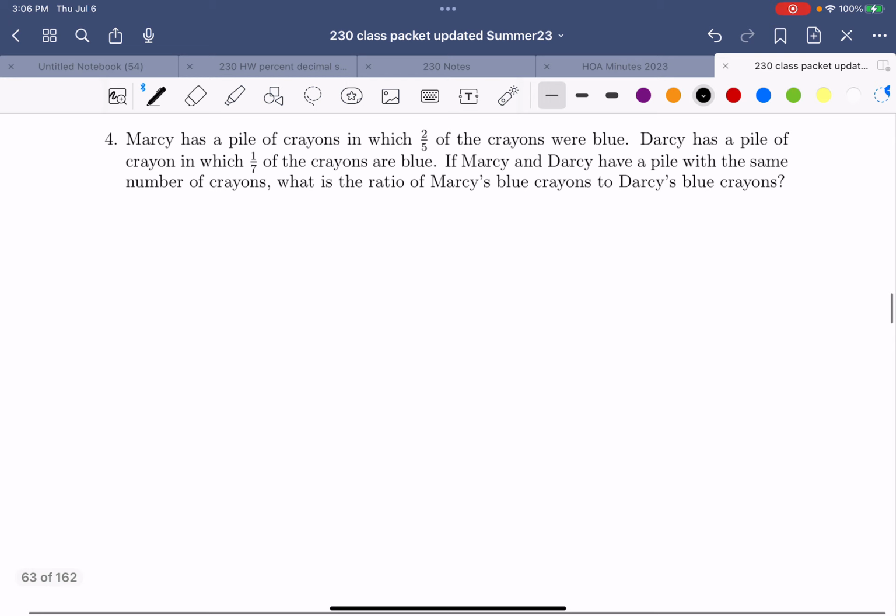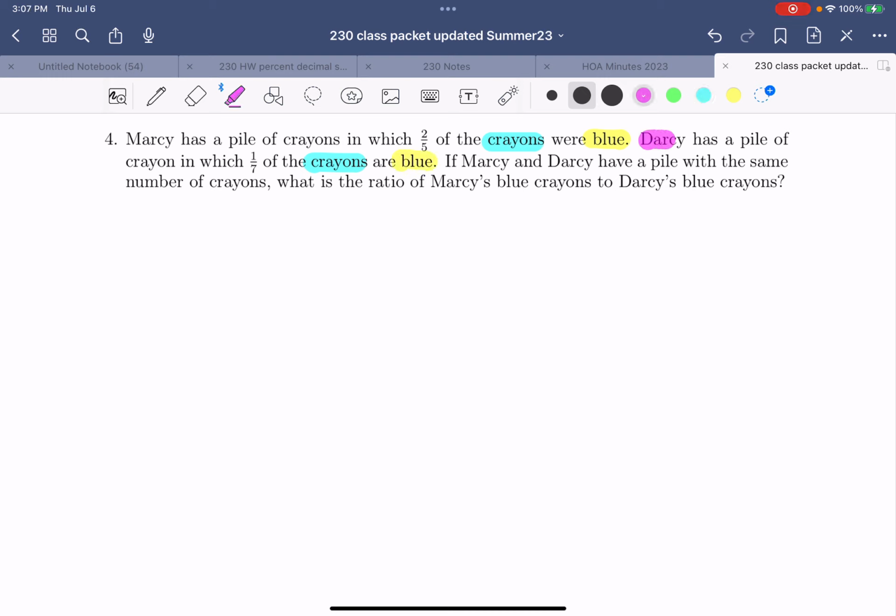And then lastly, number 4. This is one where something in the problem is going to specify whether we make the numerators the same or the denominators the same. So let's see if we can sort that out. Marcy has a pile of crayons in which 2/5 of the crayons are blue. So crayons are going to be one of the labels, and blue is another. And the same thing over here. So I've got crayons and blue, and then Marcy and Darcy as top labels. And then I'm going to have blue and crayons.